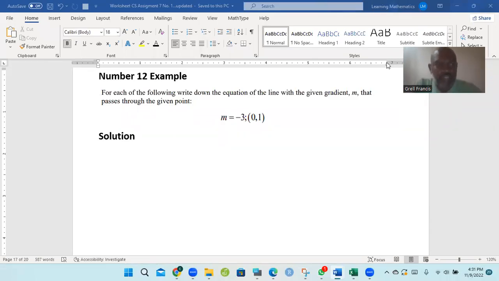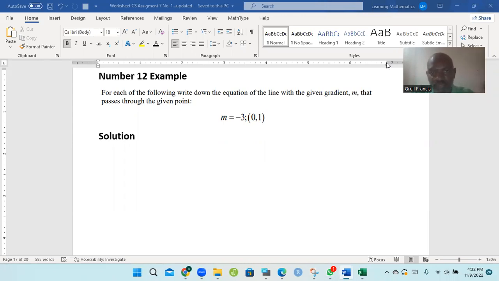So this question says, for each of the following, write down the equation of the line with the given gradient m that passes through the given point. So the gradient is -3 and the point now is (0, 1).